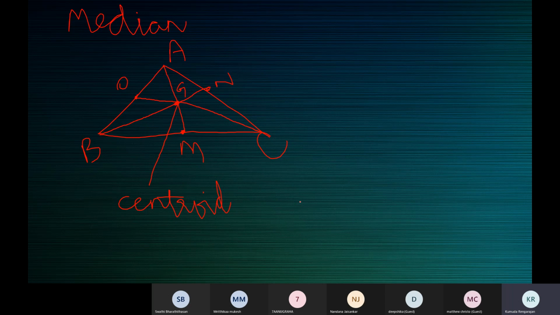Median is a line segment drawn from a vertex to the midpoint of the opposite side. So M is the midpoint of BC, N is the midpoint of AC, O is the midpoint of AB. AM is the median. It need not be perpendicular to BC. If we say that AM is the median, that means M is the midpoint of BC. That's all. Finished.